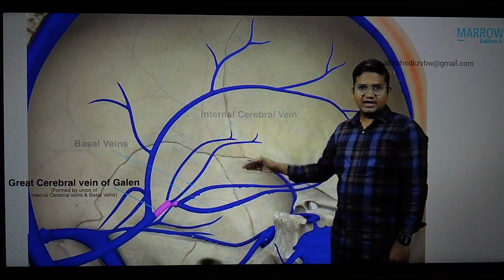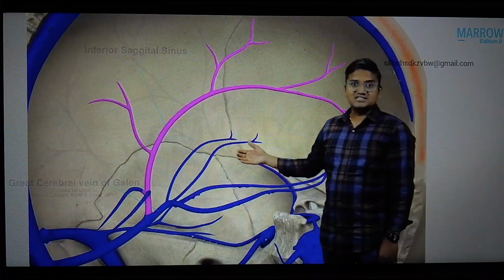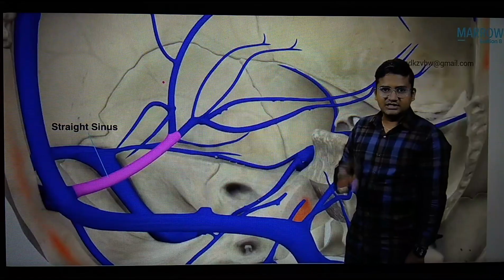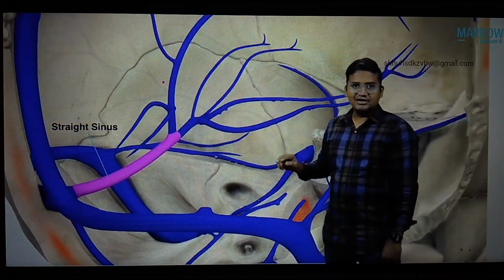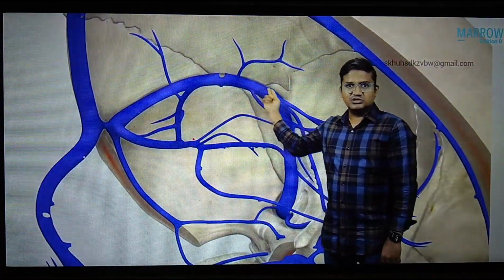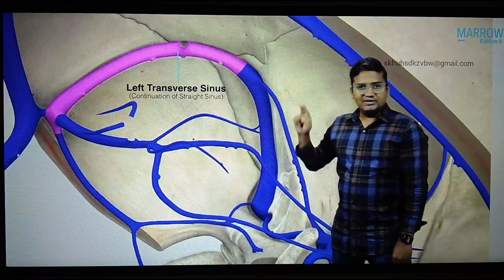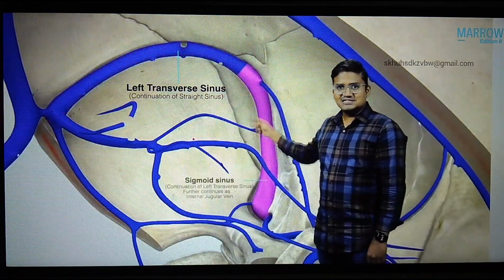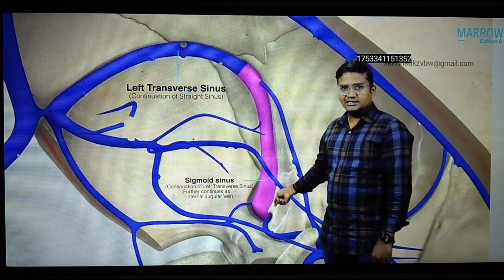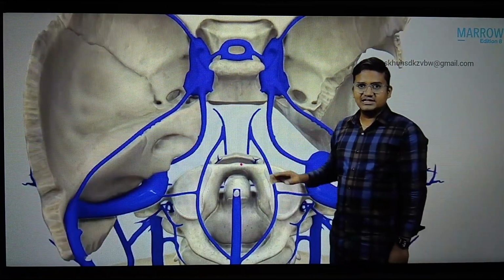Now the great cerebral vein of Galen joins with the inferior sagittal sinus and then forms the straight sinus. That is the straight sinus there. The straight sinus in turn continues as the left transverse sinus. The left transverse sinus in turn continues as the sigmoid sinus. And the sigmoid sinus passes through the jugular foramen and then continues as the internal jugular vein. Yes, very good.